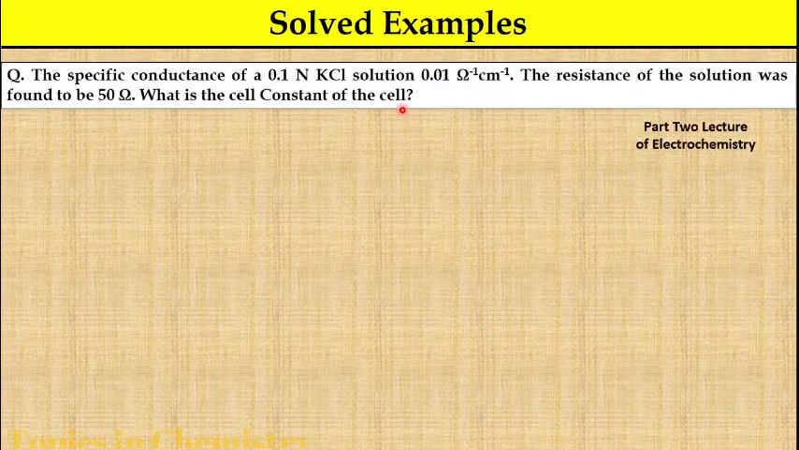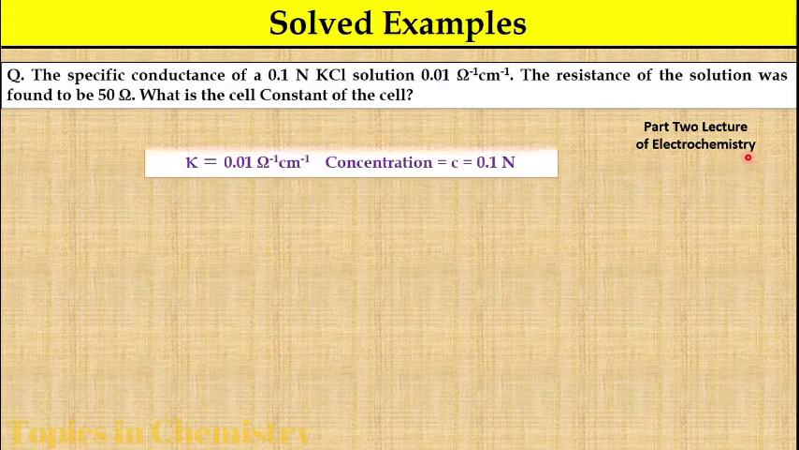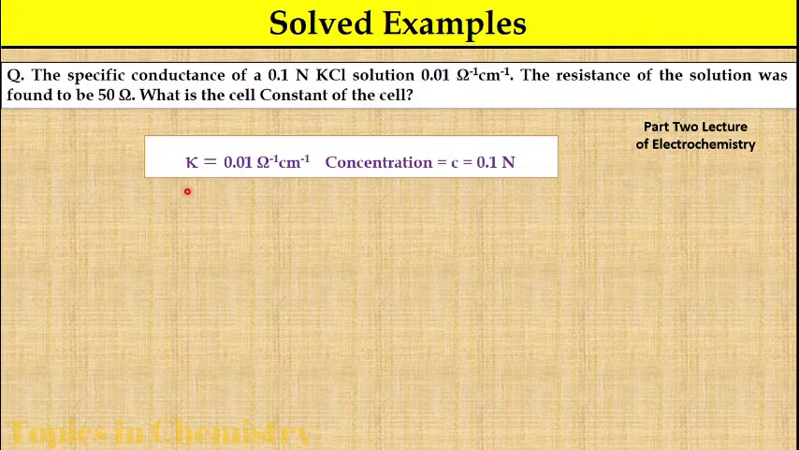So I have discussed this in my part 2 lecture in electrochemistry. There I have discussed what is the value of specific conductance, what is the relationship of specific conductance with the conductance. Okay, so see the lecture. Although I taught the lecture in Bengali, so please see there what is the formula. So here the kappa of the solution is given. Kappa is equal to 0.01 ohm inverse centimeter inverse. Concentration C is equal to 0.1 normal.